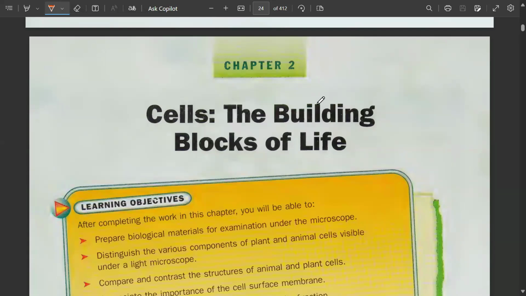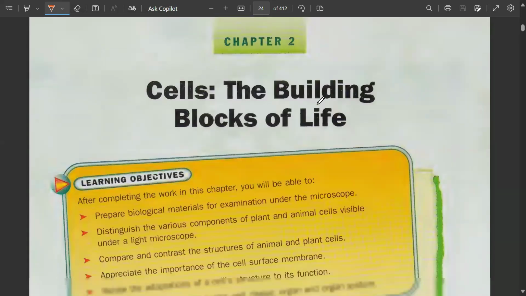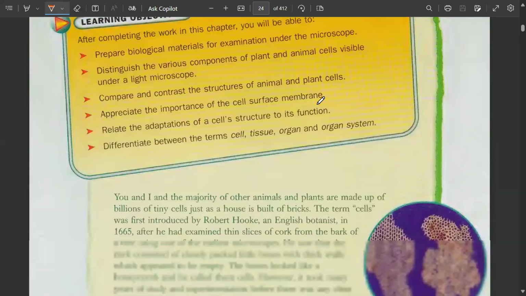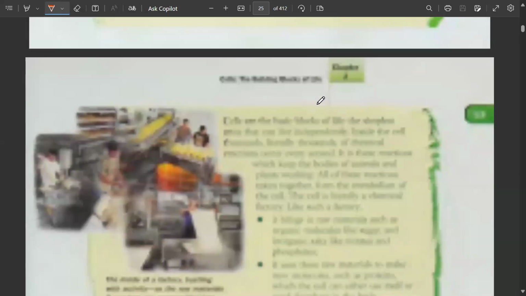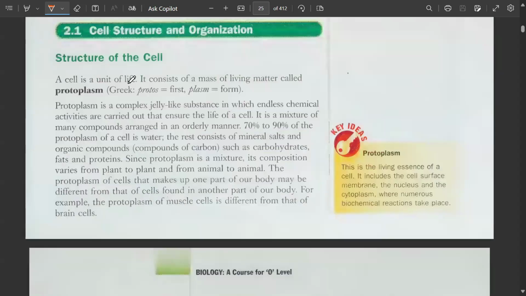What are the different types of cells, animal plant cells, the differences between them, how they look under the microscope, then the comparison between animal and plant cell, the cell surface membrane, what are the different levels of organization as well. All of those things are actually important. So you should know that a cell is a basic unit of life and it consists of a mass of living matter called protoplasm. Protoplasm is everything.